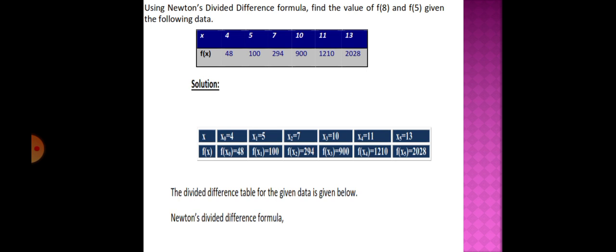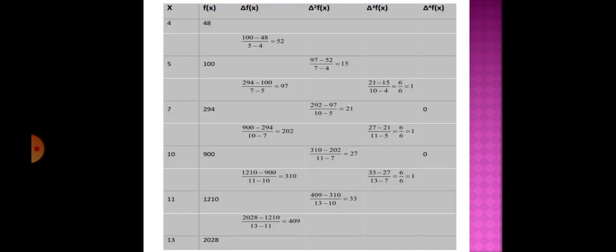Similarly, the next problem for the Newton's divided differences formula is given here. Some x terms are given, and they have asked to find f of 8 and f of 15. I think this problem I have already discussed in the Lagrangian interpolation formula itself. Some corrections were made in that problem. So I have written the x0, x1, x2, x3, x4, x5 values and also the y values, and now we are creating a tabular column.